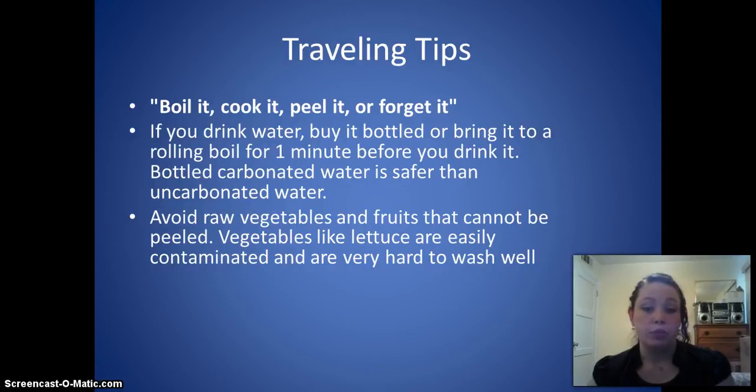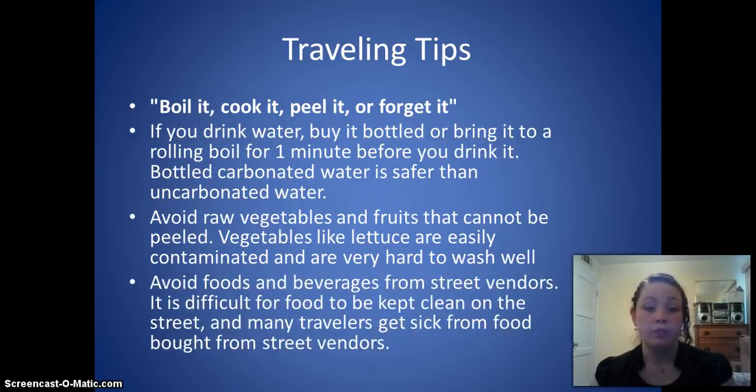Avoid raw vegetables and fruits that cannot be peeled. Vegetables like lettuce are easily contaminated and are very hard to wash well. Avoid foods and beverages from street vendors. It is difficult for food to be kept clean on the street, and many travelers get sick from food bought from street vendors.